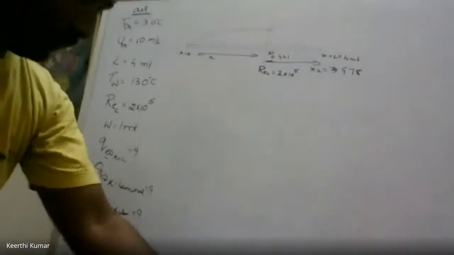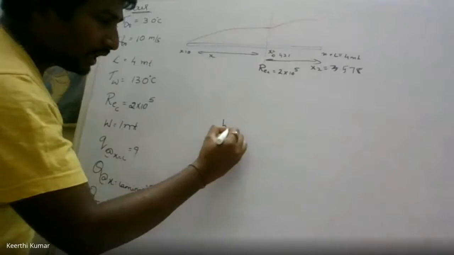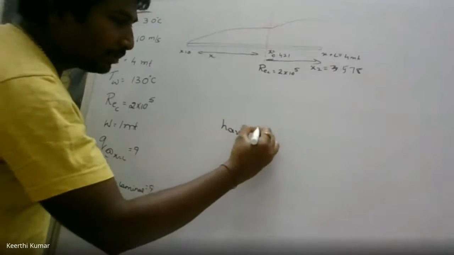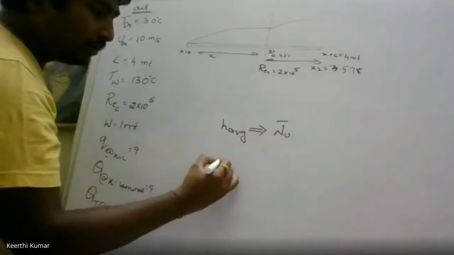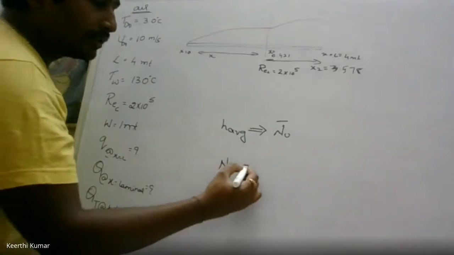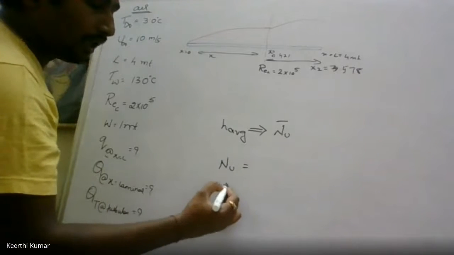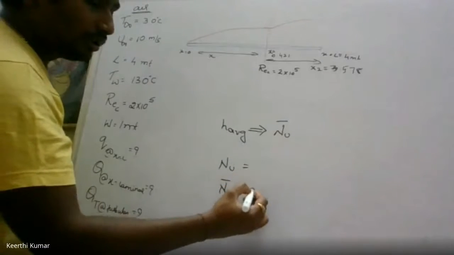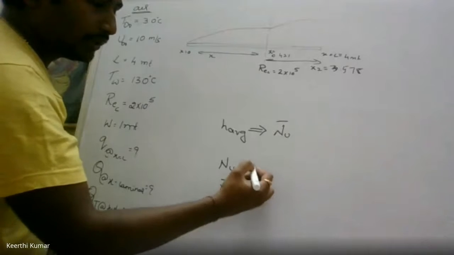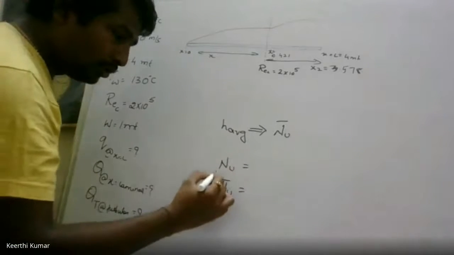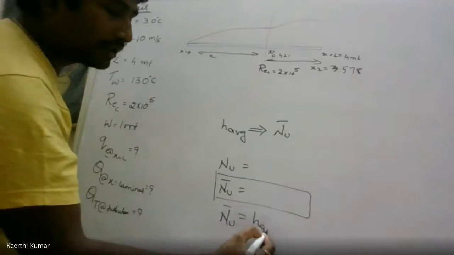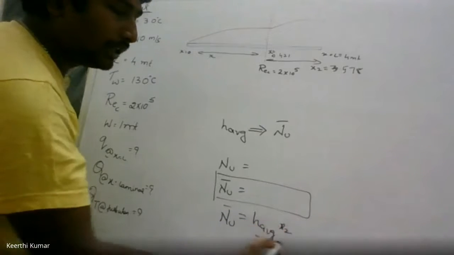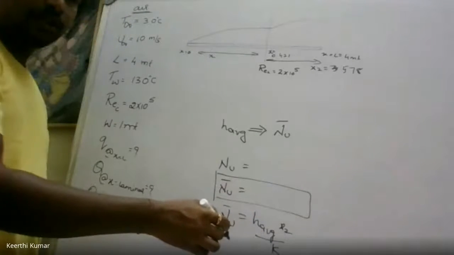See now, I'll explain. What we want is H average. H average can only be obtained with the help of Nusselt number average. But first we found Nusselt number. There is a formula for Nusselt number average. From this, Nusselt number average is equal to H average x 2 by k. If I do that, again I'll get H average only.